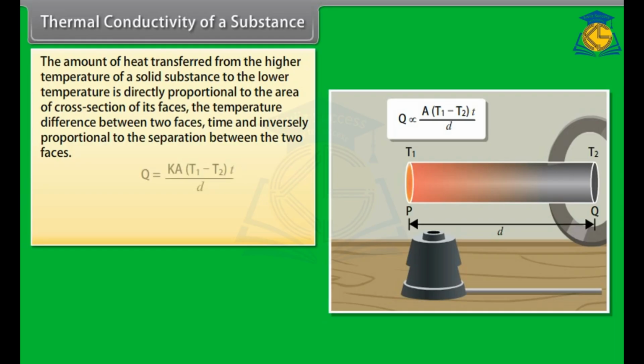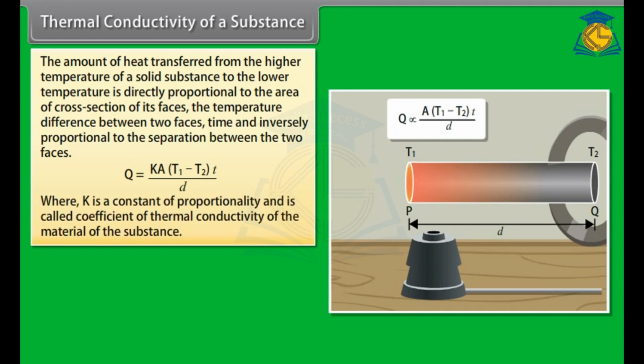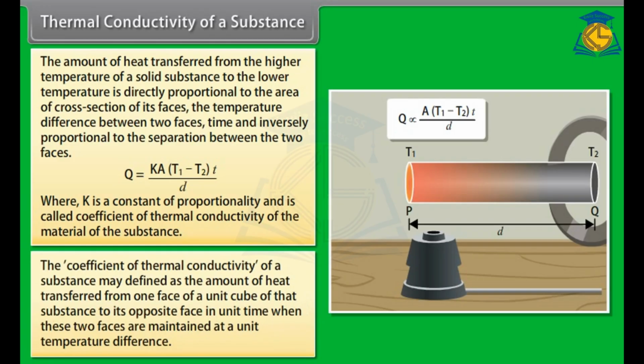It gives Q = KA(T1 - T2)t/d, where K is a constant of proportionality and is called the coefficient of thermal conductivity of the material of the substance. The coefficient of thermal conductivity of a substance may be defined as the amount of heat transferred from one phase of a unit cube of that substance to the opposite phase in unit time when these two phases are maintained at a unit temperature difference.